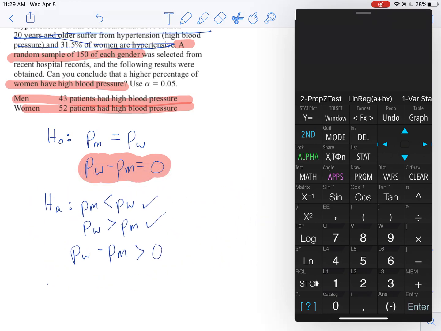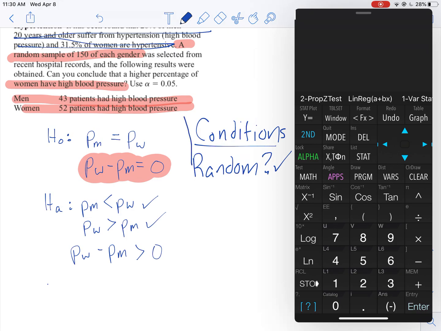Okay, so how are we going to set this up now? Now, here's the way I suggest it. First of all, you want to check your conditions. Always check your conditions. And if it's based on two populations, that means you got to check each condition twice. If you're not doing that, then something should be going off. First condition I'm going to check, random.